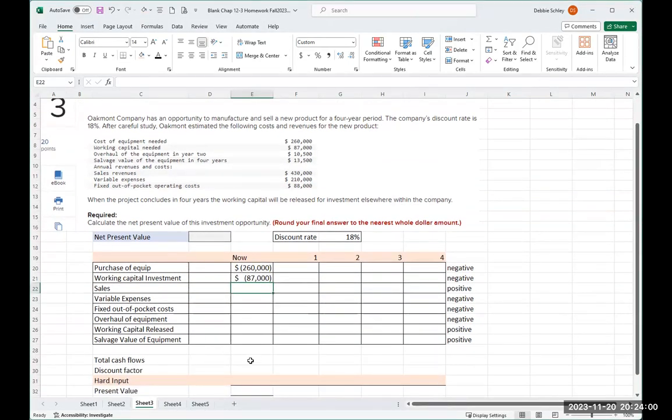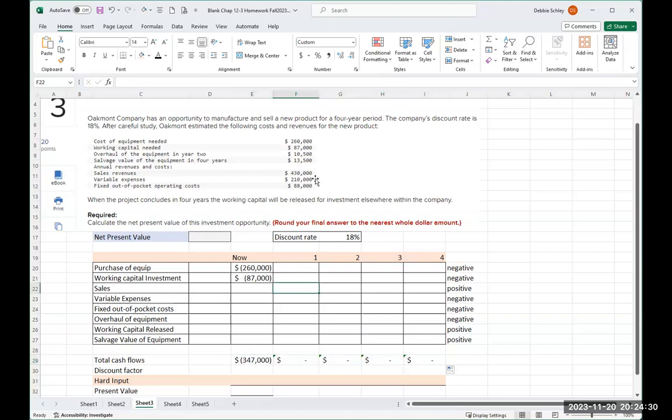And so my total cash flows for now is just going to be a sum of all of this. And I'm going to drag that formula across because that's what my total cash flow is. It's just the sum of whatever ends up in that formula. So purchase of equipment and working capital of investment, they just go right here for now.